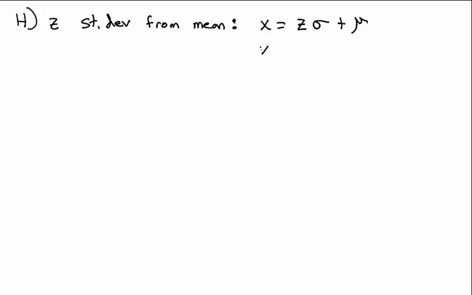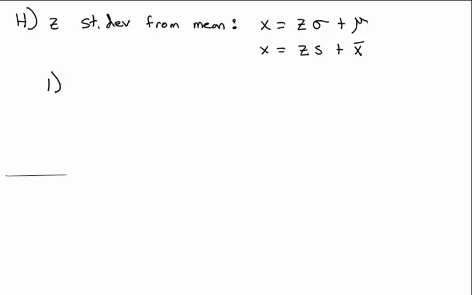Standard deviation tells us how close we are to the mean, which means if I am z standard deviations from the mean, I can figure out what data value that is by taking the number of standard deviations times the standard deviation plus the mean. Or if it's a sample, z times s plus x bar. Sample or population, it's the same idea.